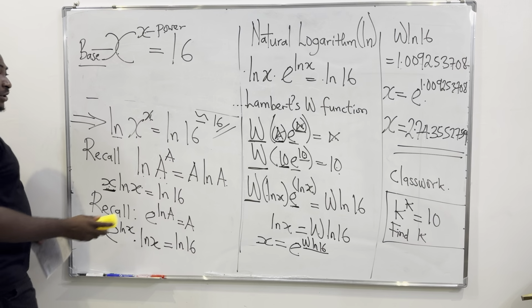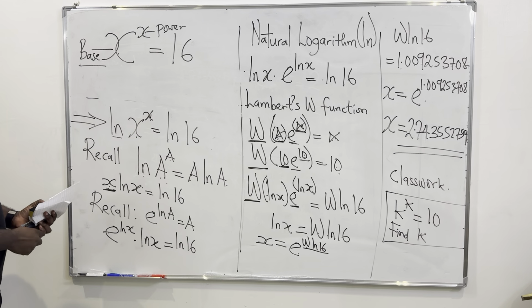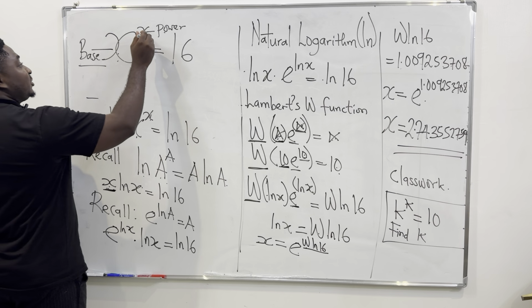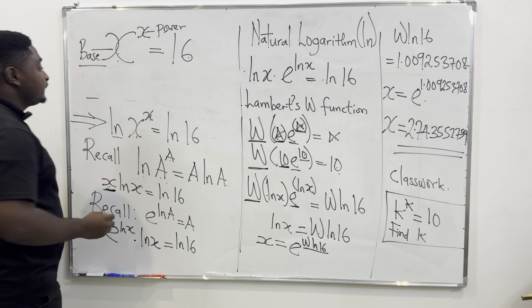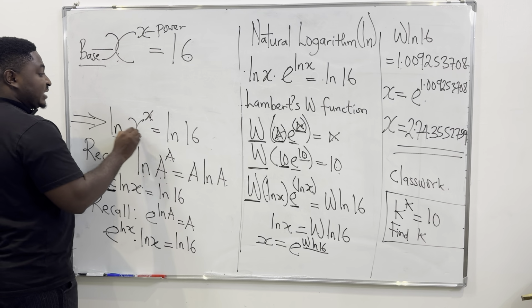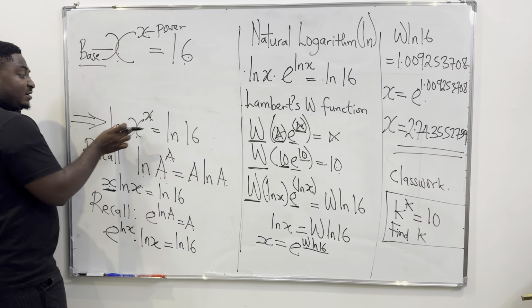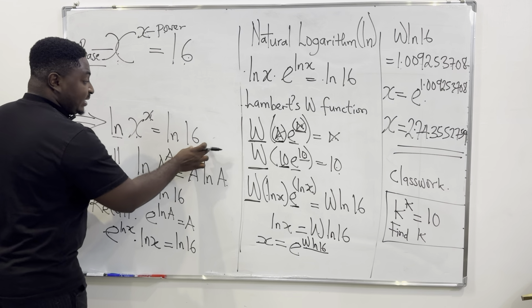So this time around will be faster because our solution is already on the board. So the question said x raised to x equals 16. What we need to do is to find the natural logarithm of both sides. x raised to x equals 16. So find the natural logarithm of both sides: ln of x raised to x equals ln 16.